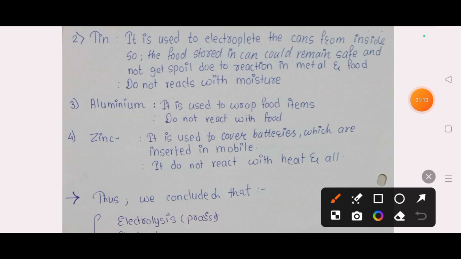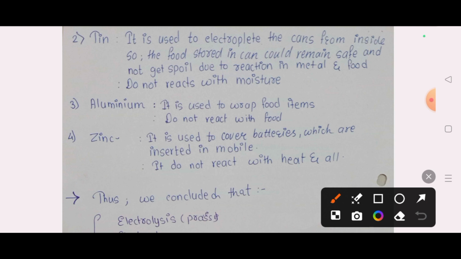Now tin. Tin is a very common example. The cans which we use to drink cold coffees and Coca-Cola, etc., in simple language, soft drinks. As soft drinks are available in cans, we might think, okay, these cans are stored for several days in the company. Doesn't it get rust?